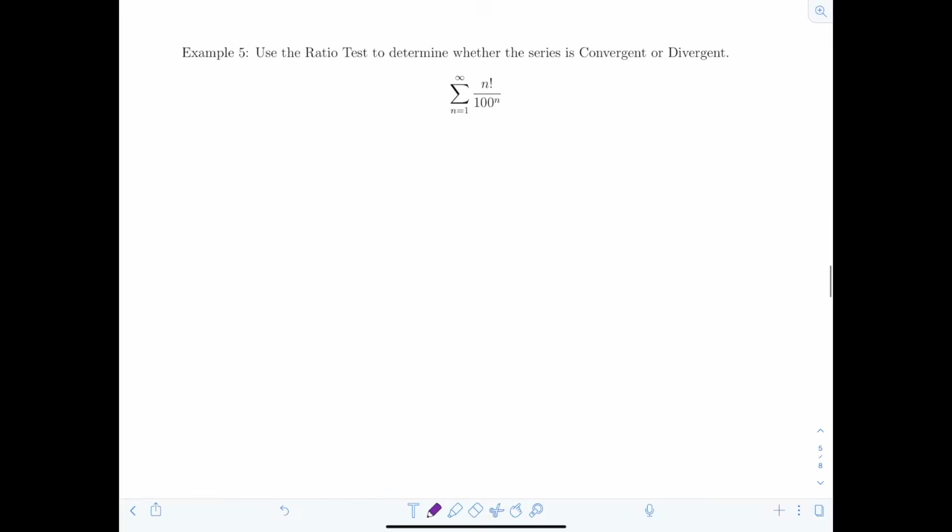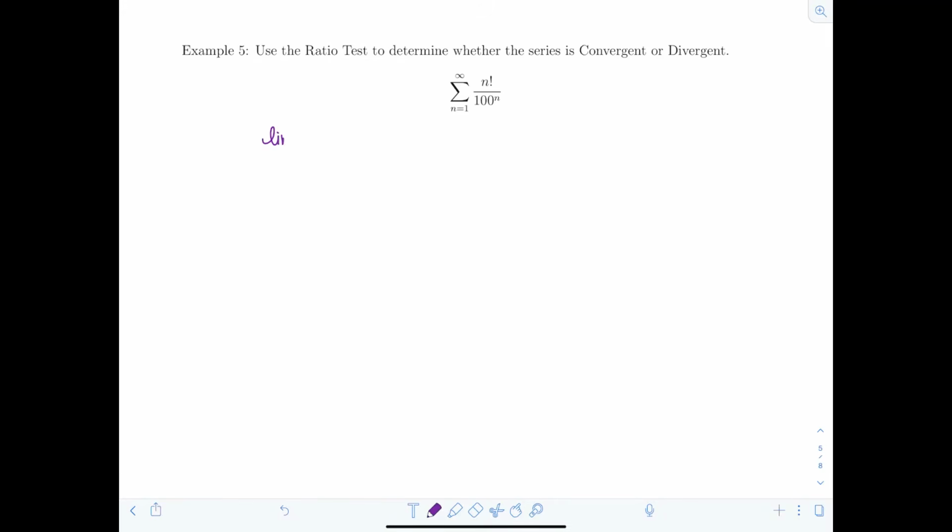The ratio test again is going to be used to determine whether the series is convergent or divergent. And notice here we have the sum n equals 1 to infinity of n factorial over 100 to the n. Even if they didn't tell us to use the ratio test, most of the time when you see a factorial in the terms, you want to use it. And you'll see why right now.